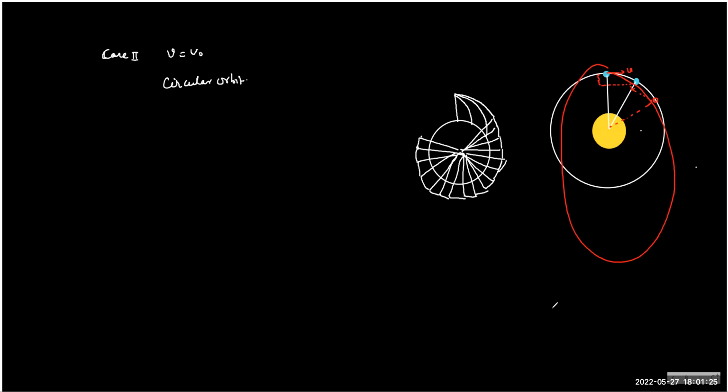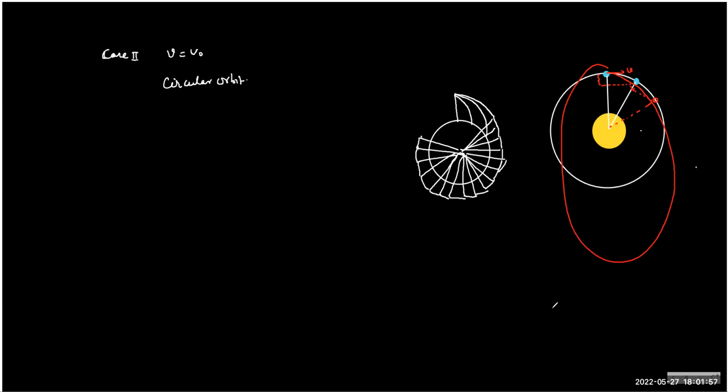Now, if you throw at a speed called escape, what is the meaning of escape? You leave the gravitation of that planet which was governing your motion. And when you escape, it means you go to the influence of the next big planet or star. So when something leaves the Earth, where does it go? It goes into the gravitation of the Sun.